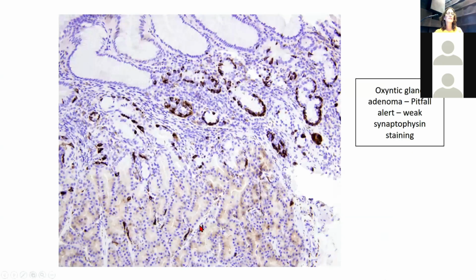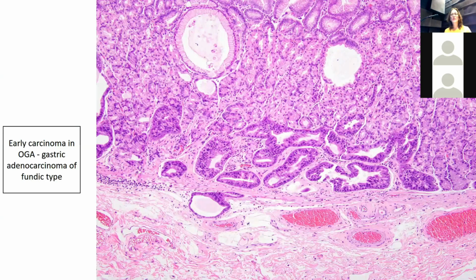The pitfall in these is they stain with synaptophysin. So colleagues will see them and say, oh, am I missing a weird neuroendocrine tumor? But they don't stain with chromogranin. Here's one that convinced me that I was being a bit arrogant saying, oh, they're benign. And this one, as you can see, is more atypical than what I've shown you, and it's starting to squeeze down into the submucosa. So probably this one is best classified as the Japanese colleagues originally classified them, gastric adenocarcinoma of fundic type. But they do well.